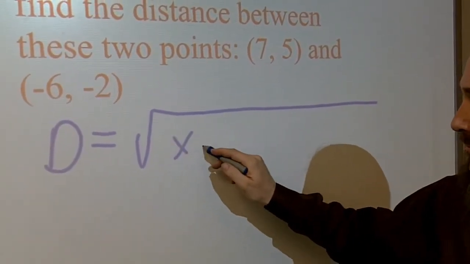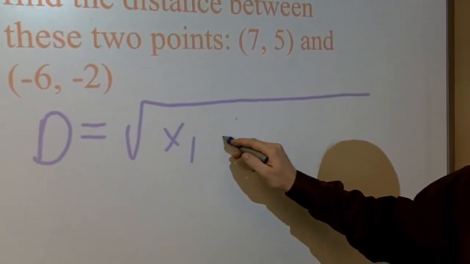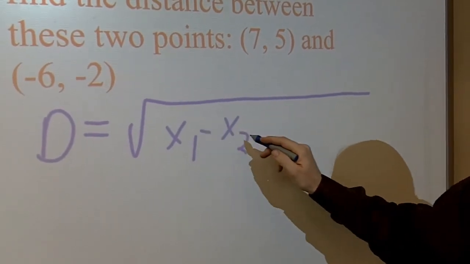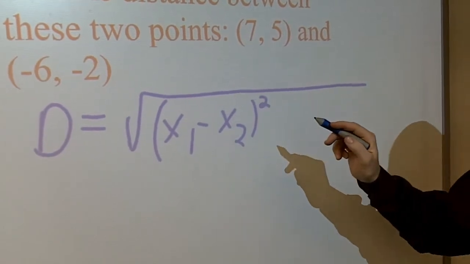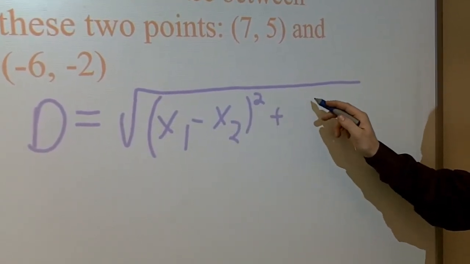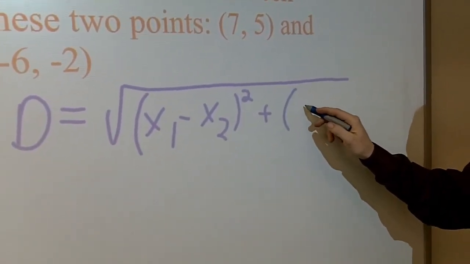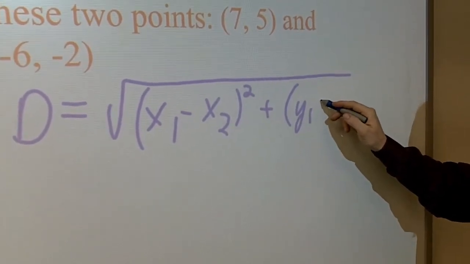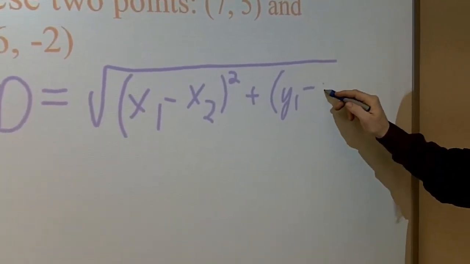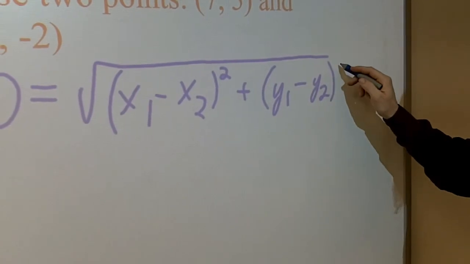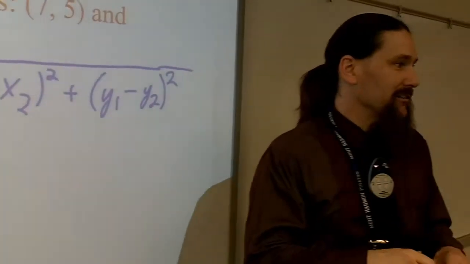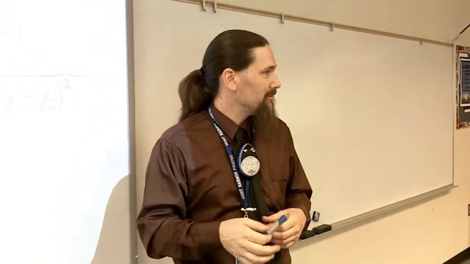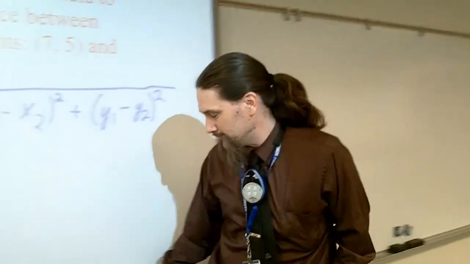D equals the square root of parentheses x1 minus x2, in parentheses, squared, plus parentheses y1 minus y2, parentheses squared. How many of you have that memorized? I do. Joey doesn't. Oh, that's impressive. Way to go.